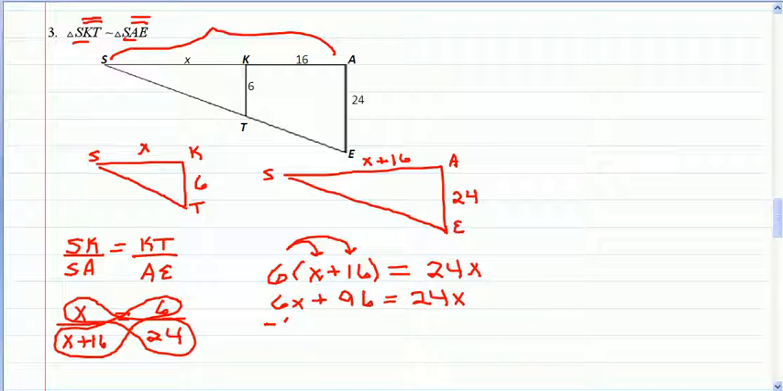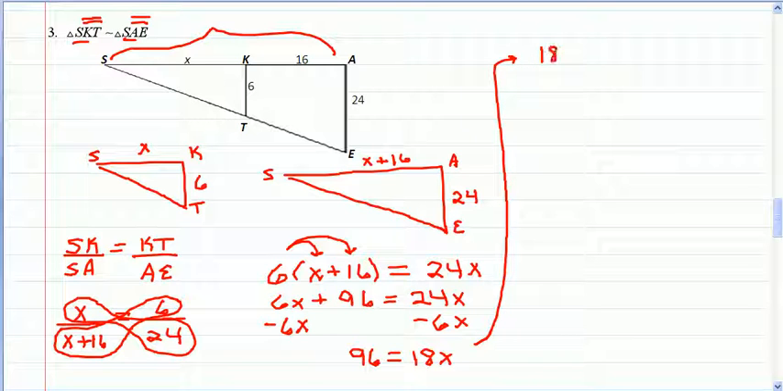And then to solve for x, I want to get my variables together. So I subtract 6x from both sides, and I get 96 equals 18x. So now coming up here, I'll reverse the order. 18x equals 96. And when I divide both sides by 18, I get x is equal to 96 over 18.